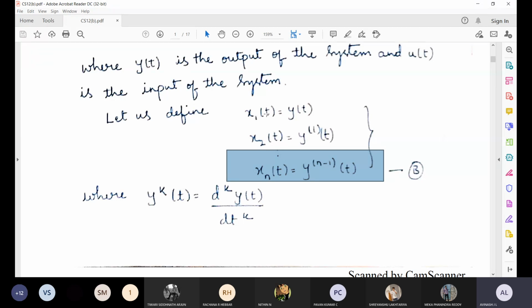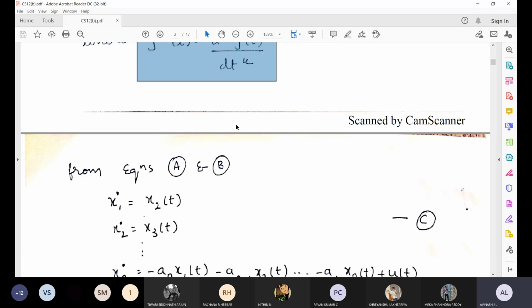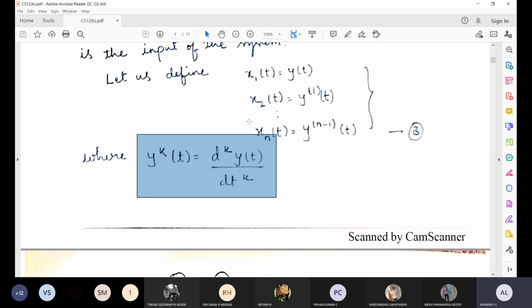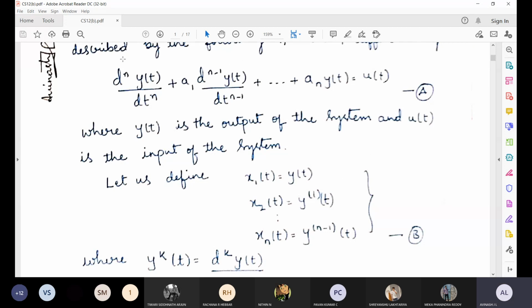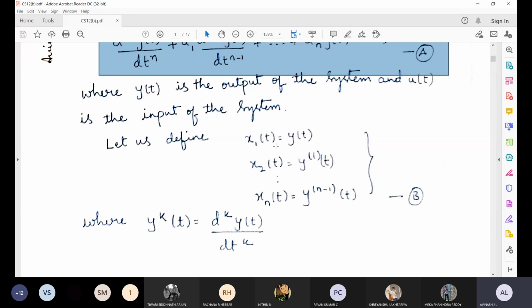Generally, y to the power of k of t will be equal to d to the power of k of y of t divided by dt to the power of k. That means y dash is a single differentiation, y double dash is two-time differentiation, and y triple dash of t is three-time differentiation. It is just a mathematical representation. I will share this content in MS Teams and in our WhatsApp group, so you can go through it. This is equation B and this is equation A. The normal equation is equation A, and the differentiation we defined is equation B.